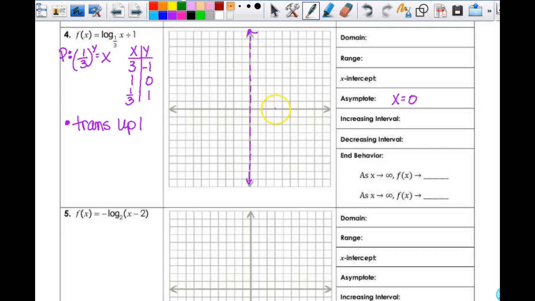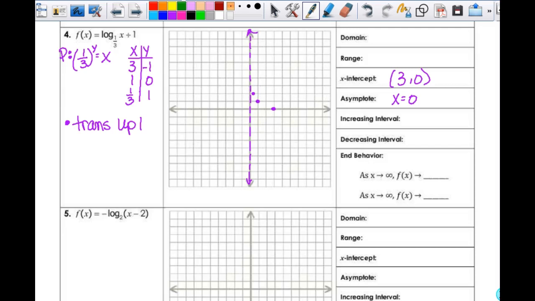So when x is 3, y is -1 for my parent function. My translation is to translate up 1. And boom, there's my point. Well, that's my x-intercept. That's (3, 0). Then when I'm at (1, 0) for my parent function, I'm supposed to translate up 1. I'm right there. At (1/3, 1) for my parent function, I translate up 1. There's my new point.